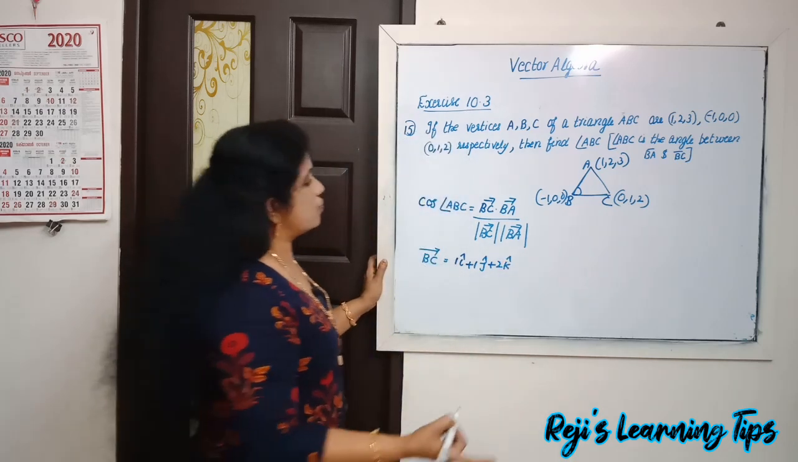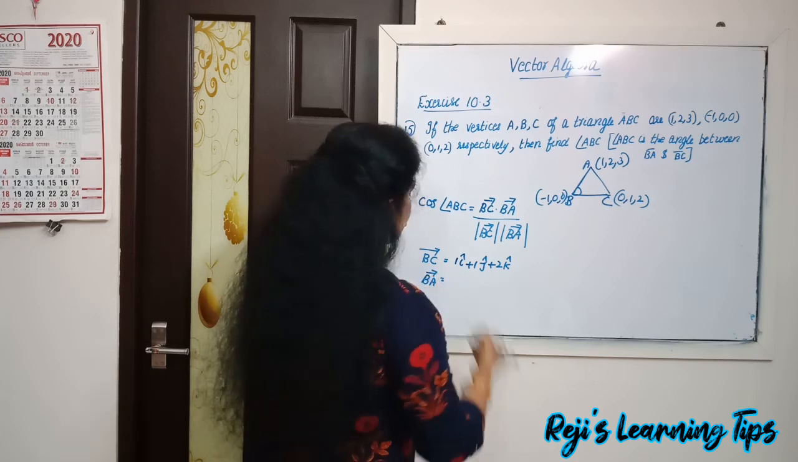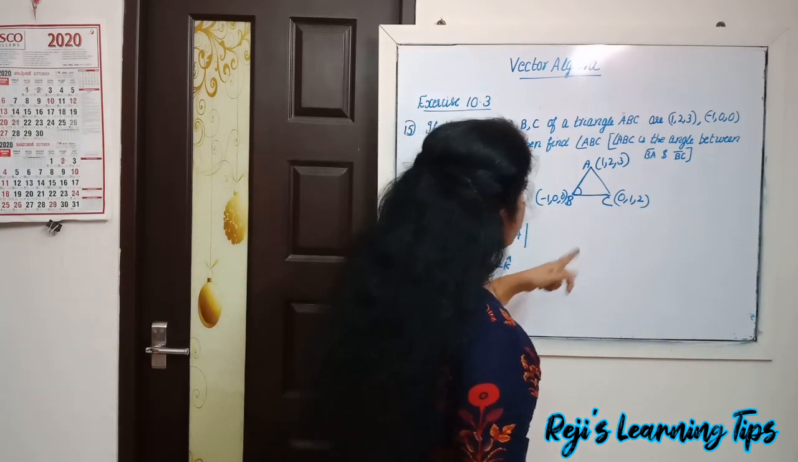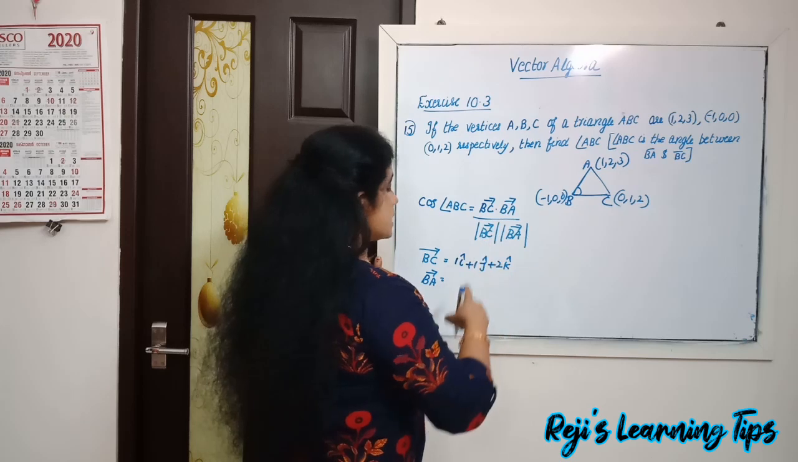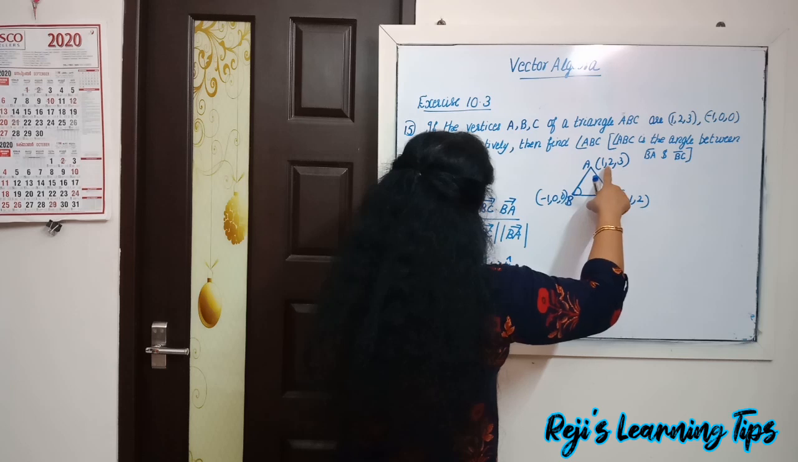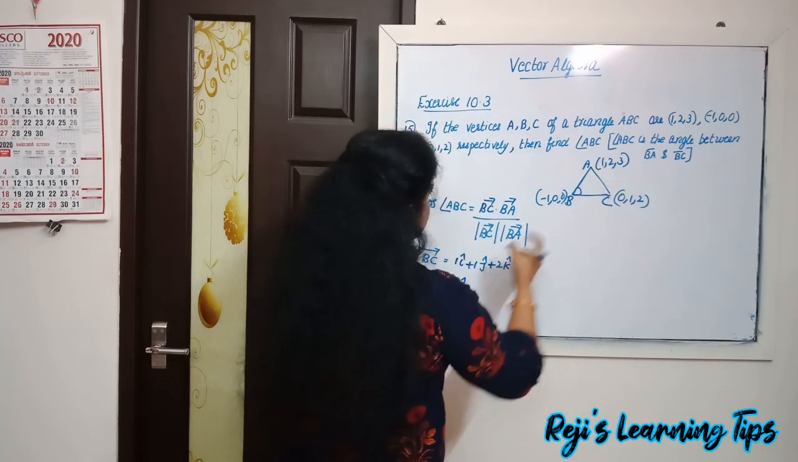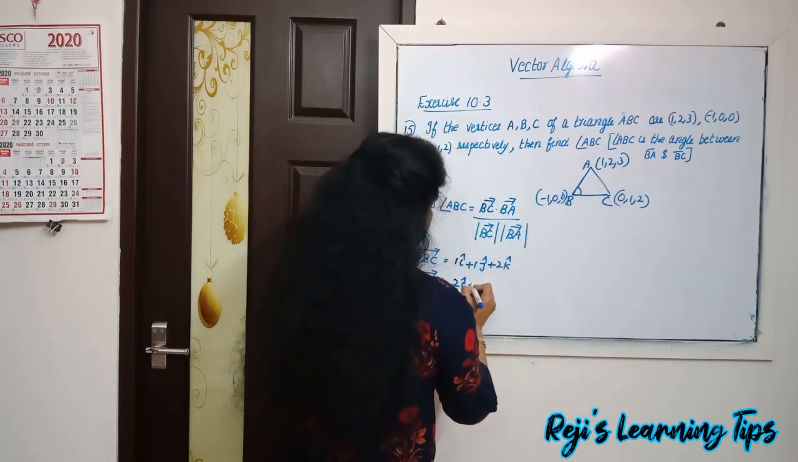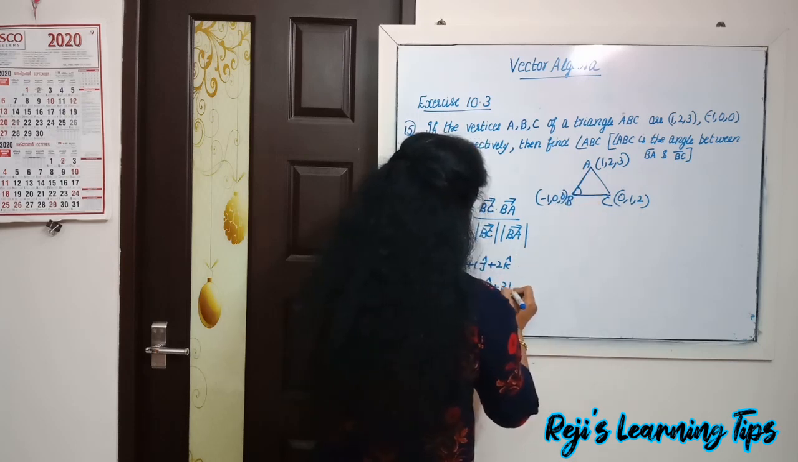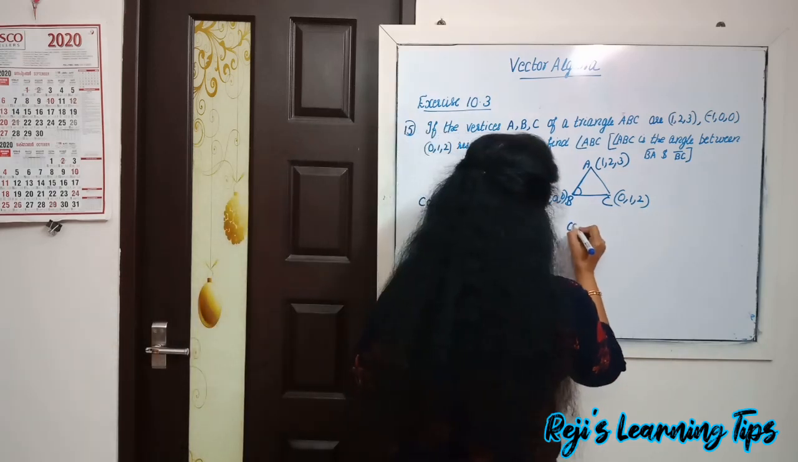Understood? Then we should find BA next. Vector BA is equal to OA minus OB. Otherwise we can find (x2 minus x1) i cap plus (y2 minus y1) j cap plus (z2 minus z1) k cap. For BA, 1 minus of minus 1 is 2 i cap. 2 minus 0 is 2 j cap. Then 3 minus 0 is 3 k cap. Understood? Then next we should find cos of angle ABC.